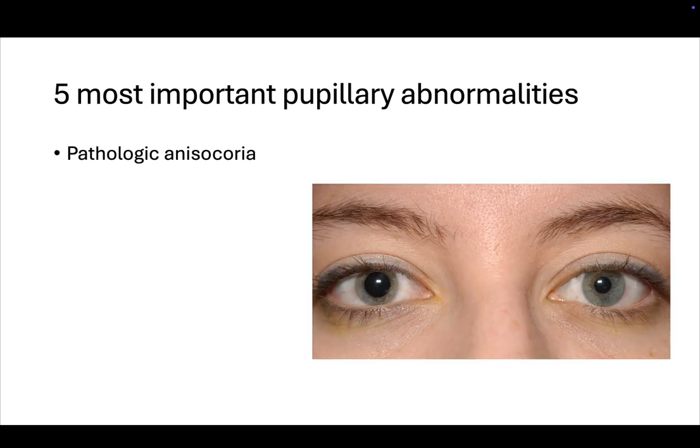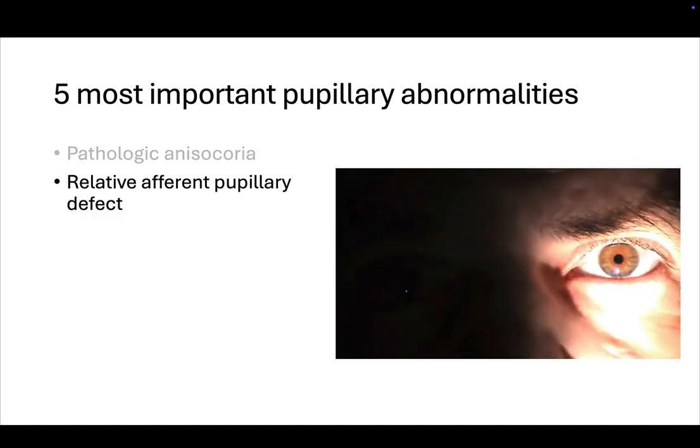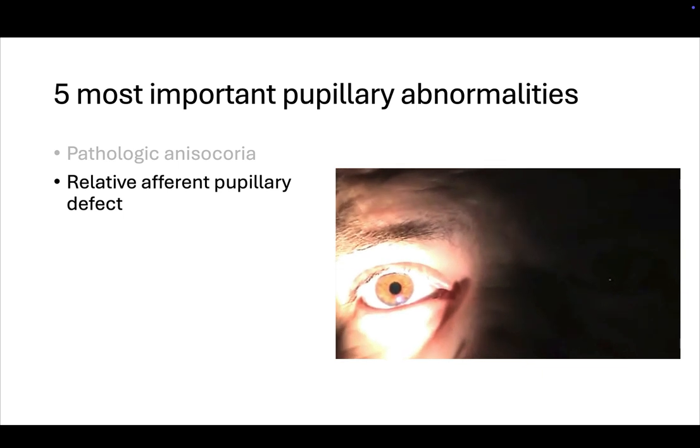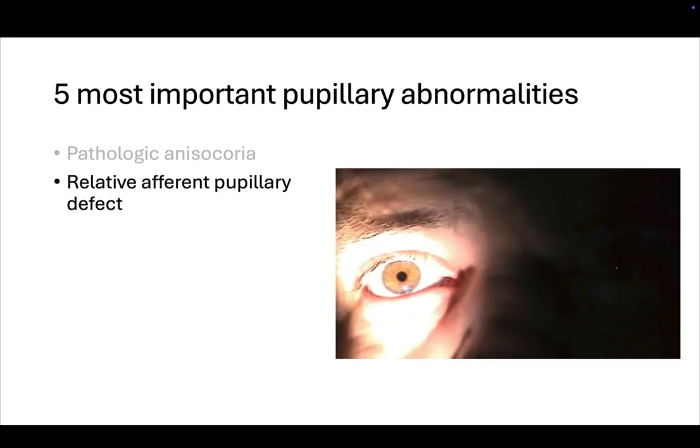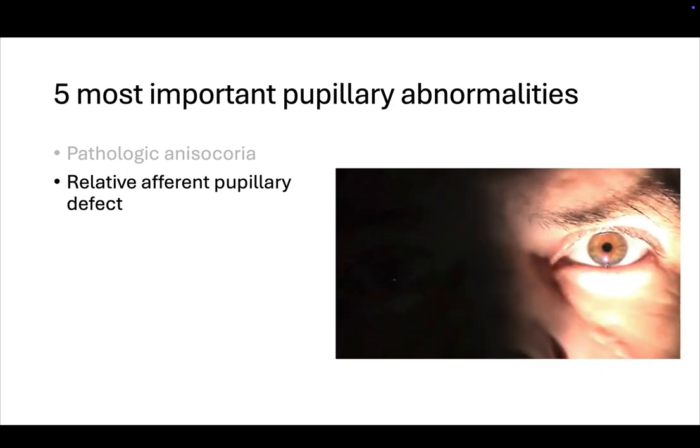Causes of pathological anisocoria include acute closure glaucoma, cranial nerve 3 palsy, pharmacologic anisocoria, Horner's syndrome, and traumatic iritis. This video demonstrates a right relative afferent pupillary defect. Note the right pupil dilates when illuminated during the swinging flashlight test.